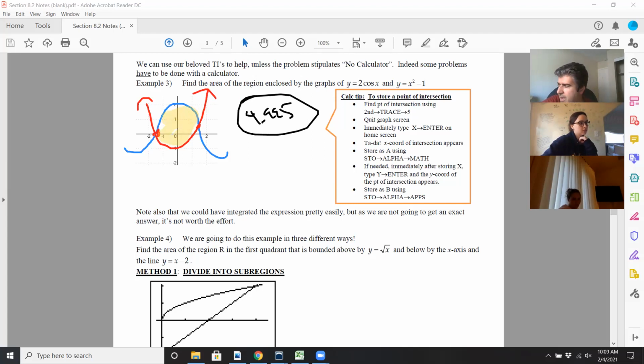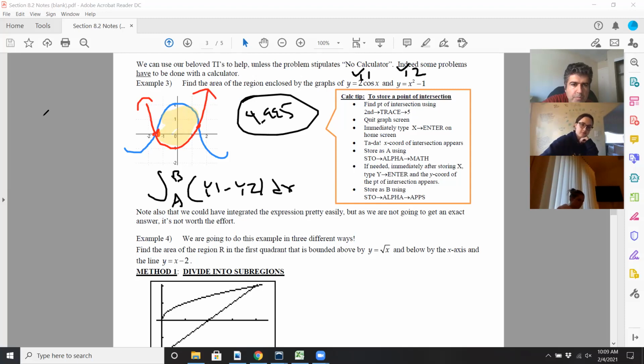So not too bad, right? I think you guys understand how to do that now. Remember, I'm integrating from A to B of y1 minus y2 dx, where this was y1, that was y2, A was the x coordinate there, B was the x coordinate here. And we're okay. All right.